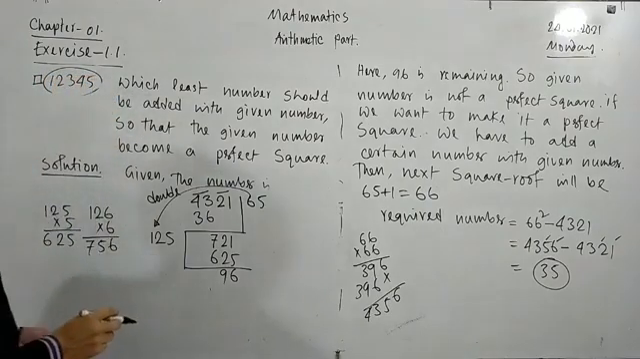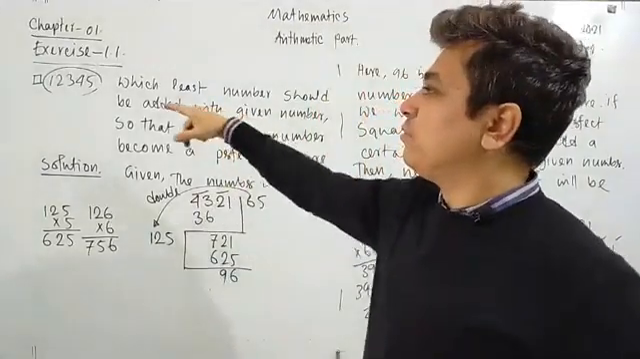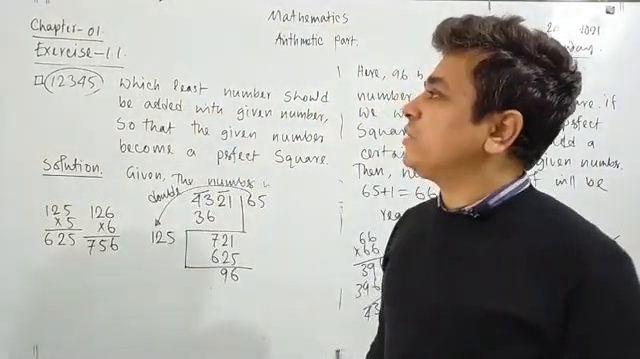1, 2, 3, 4, 5, okay? Do it, 1, 2, 3, 4, 5, this number. All of you do it. 1, 2, 3, 4, 5.